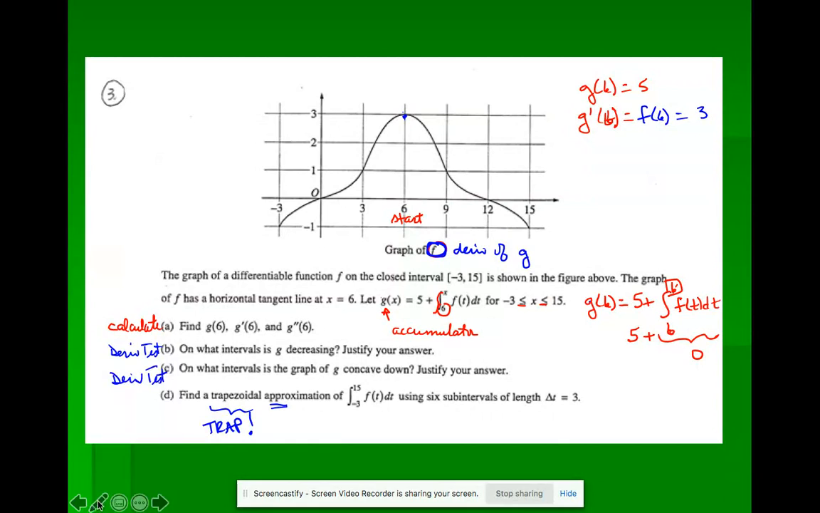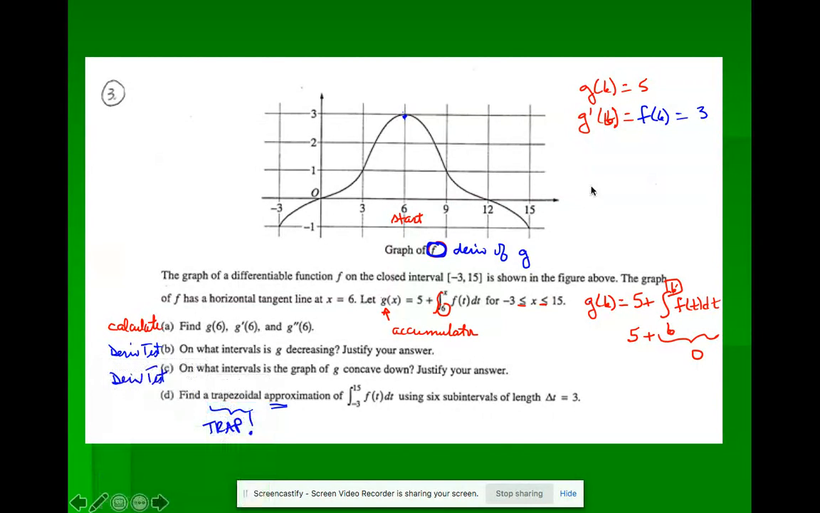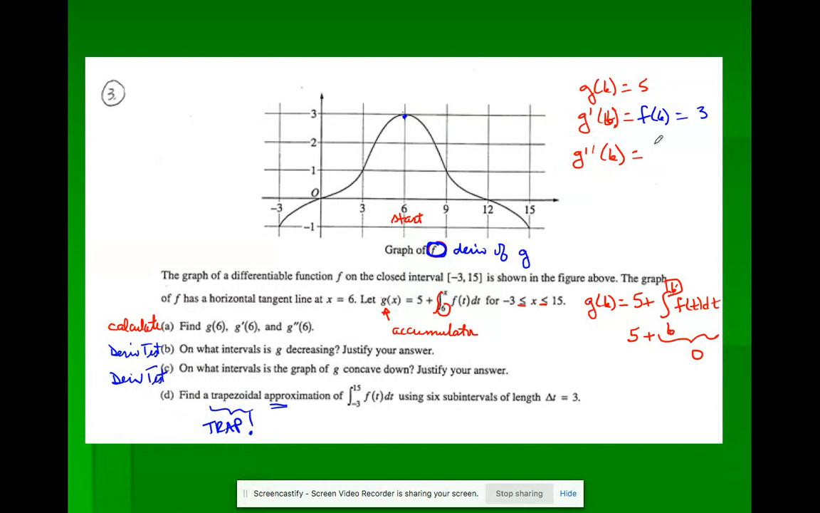Then they want g prime of g double prime. Well, g double prime of 6 is asking you for little f prime at 6. What is the derivative of the graph you're looking at 6? Hello? 0. Cool, right?